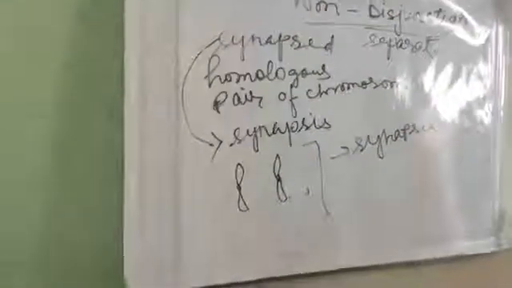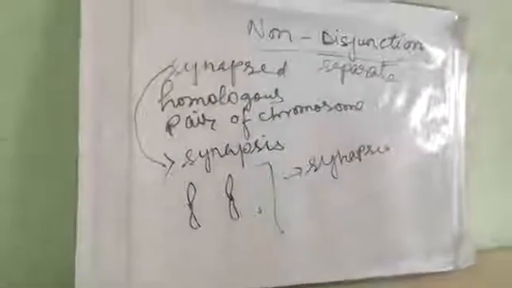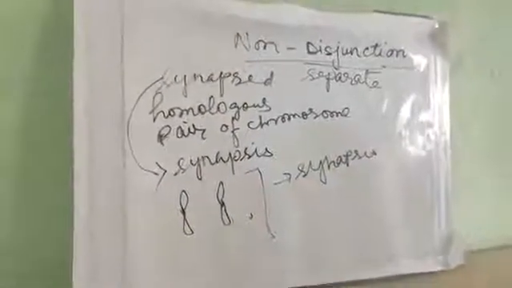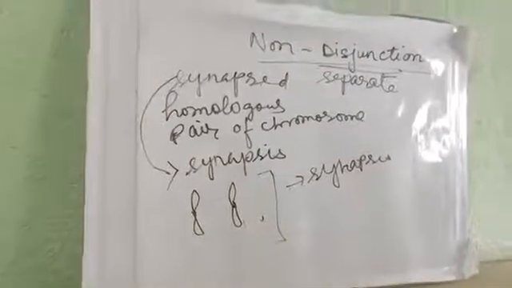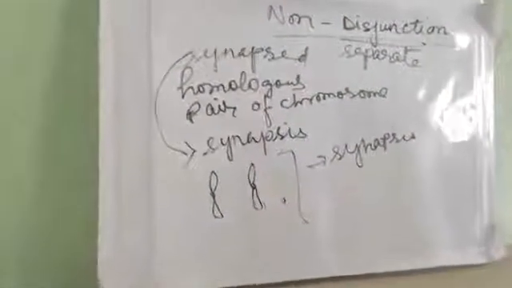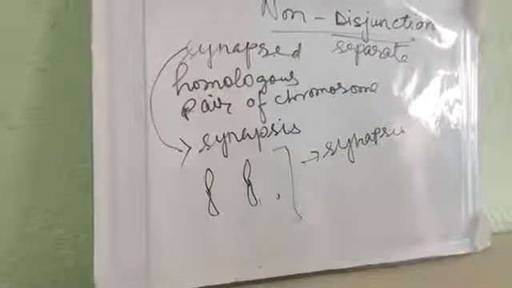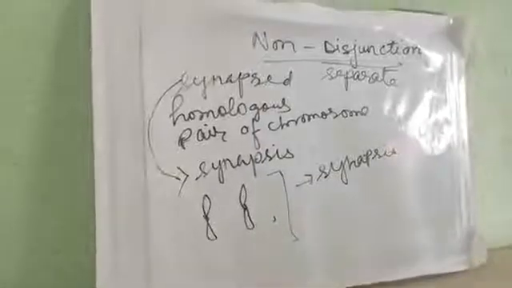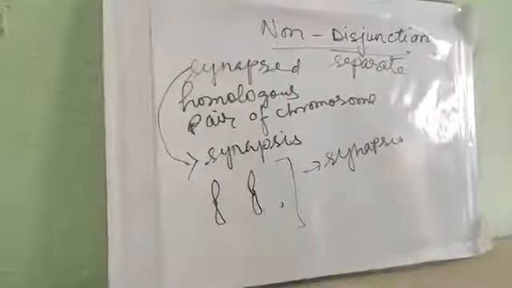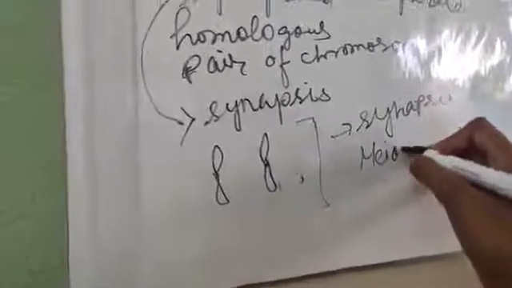Another one is the meiotic non-disjunction. What is meiotic non-disjunction? The non-disjunction which is taking place in the meiosis cell division. That means during gamete formation, the meiosis cell division is actually taking place. So what happens over here? The non-disjunction that takes place in the meiosis or in the gamete formation is termed as the meiotic non-disjunction. Now this meiotic non-disjunction is again of two types.